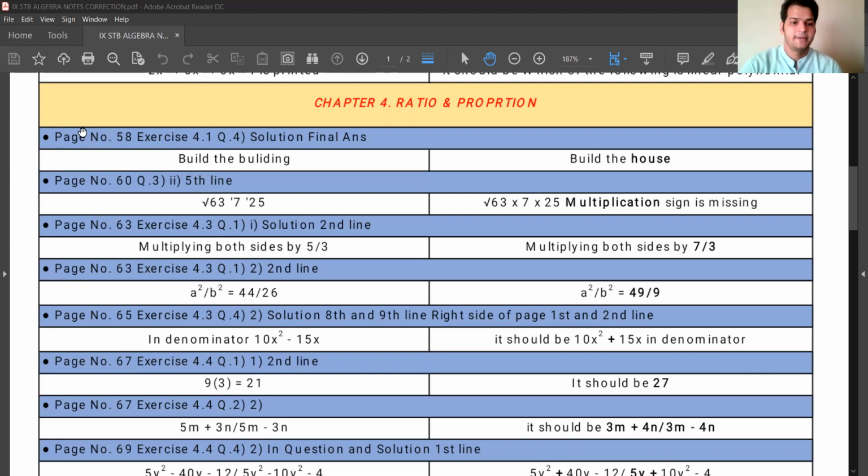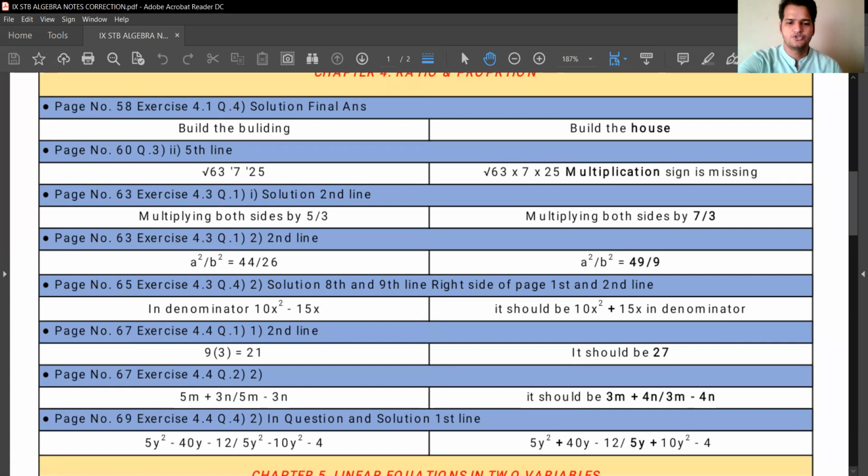Following by page number 63, exercise number 4.3, question number 1, sub question number first. In that, solution part and the second line. The ratio which you can observe is multiply both sides by 5 upon 3. Alright. Rather, it should be multiplying both sides by 7 upon 3.